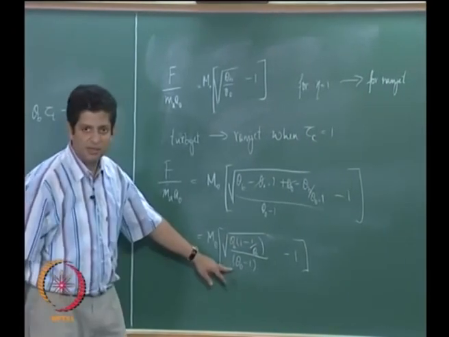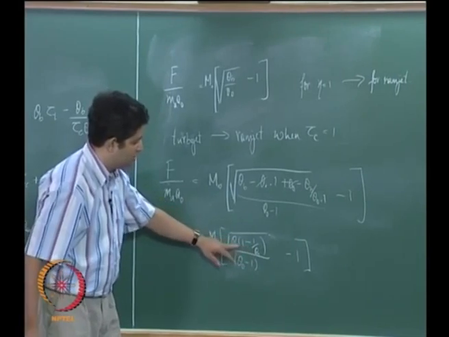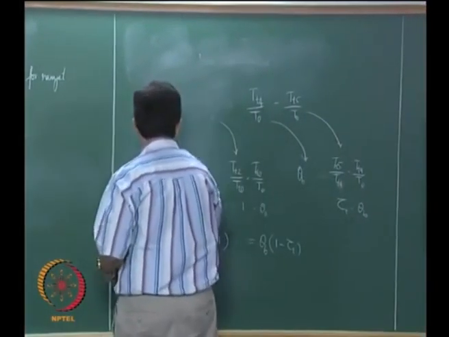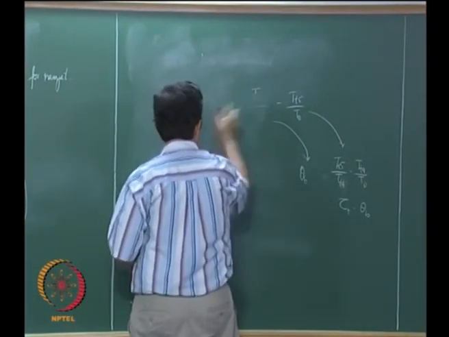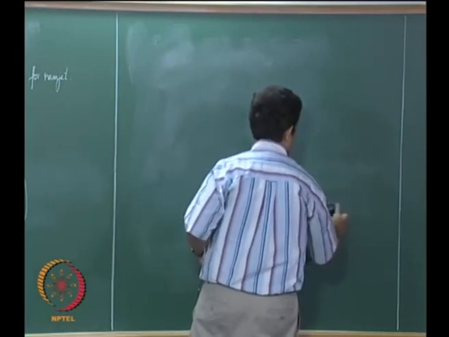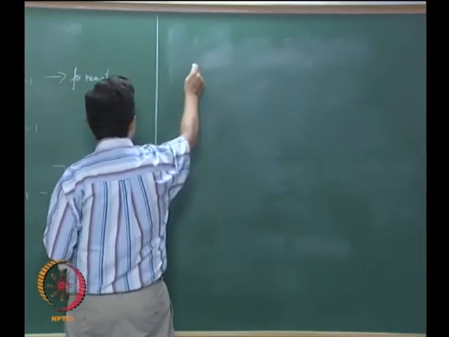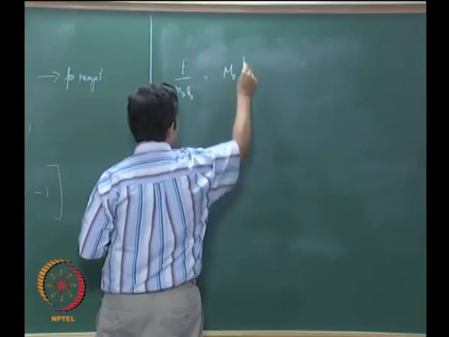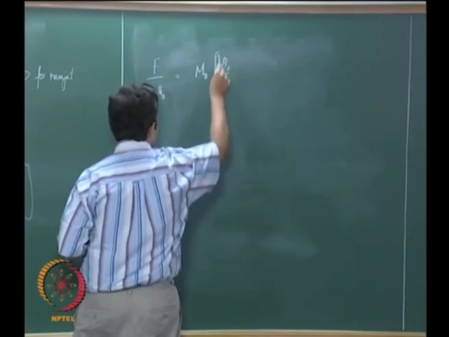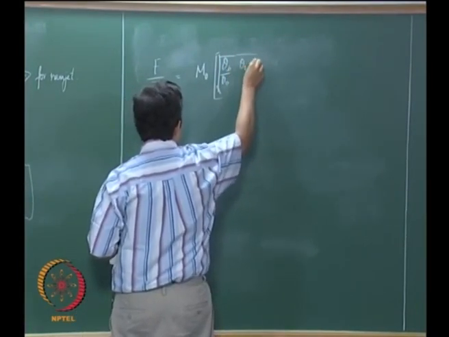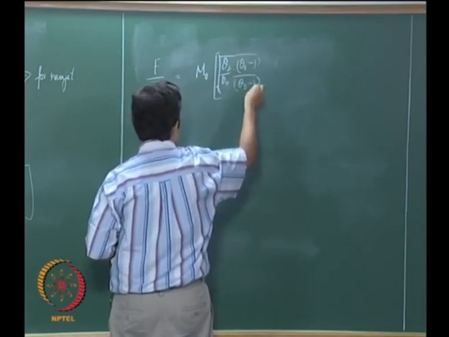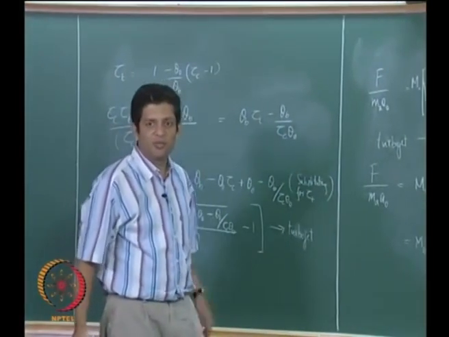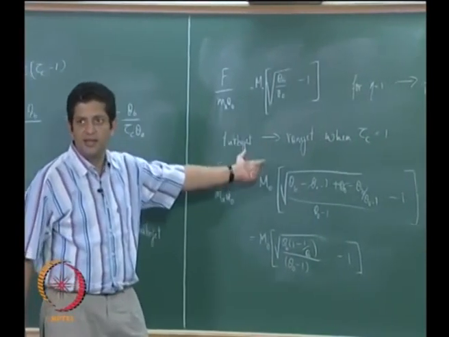This is anyway the same as... you can take 1 by theta naught out, you will again get... which is the same as ramjet. So in that sense it is consistent, okay. What we have derived is consistent with when we put tau c is equal to 1, we get the ramjet result, okay.